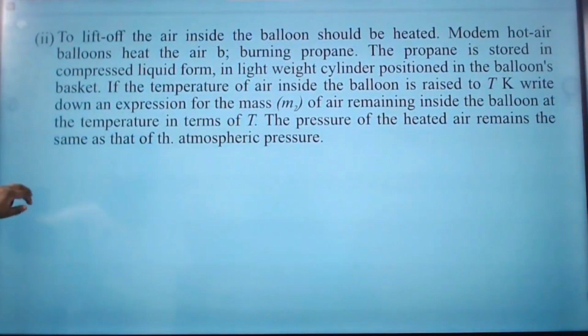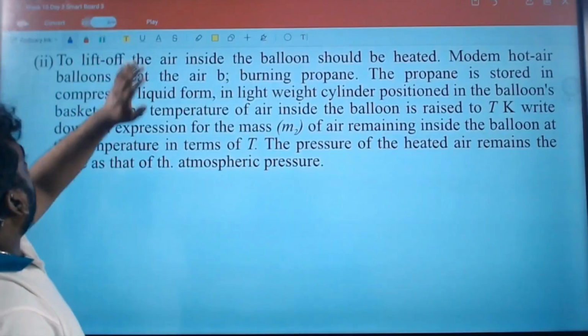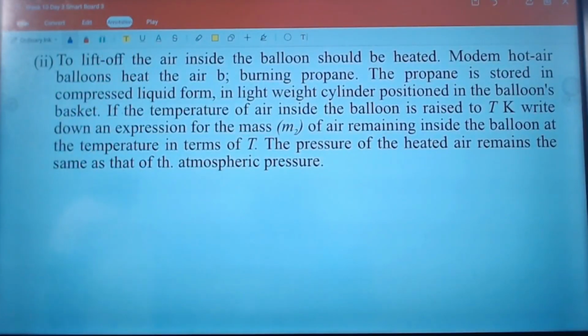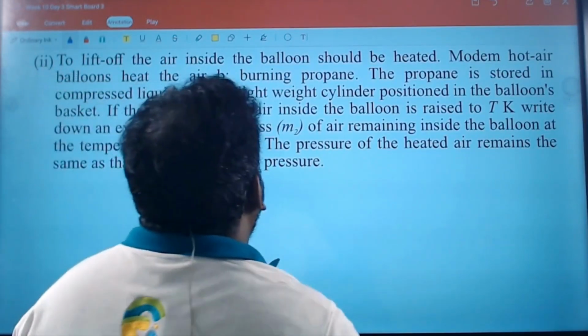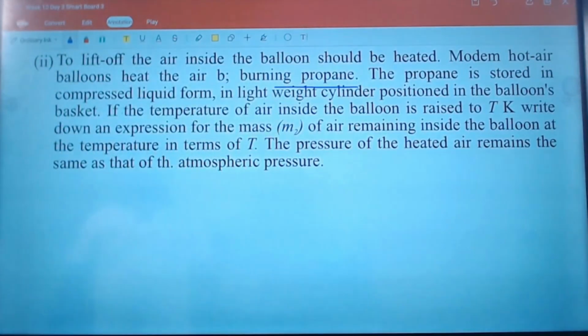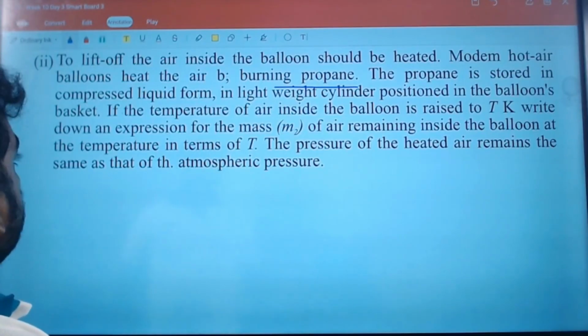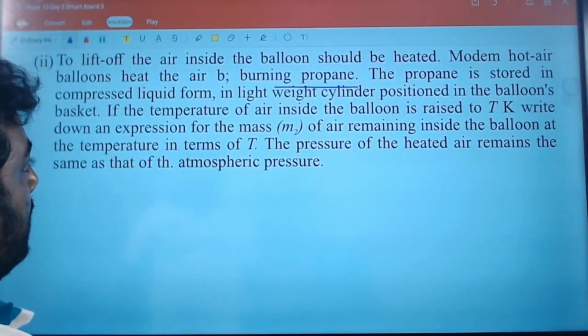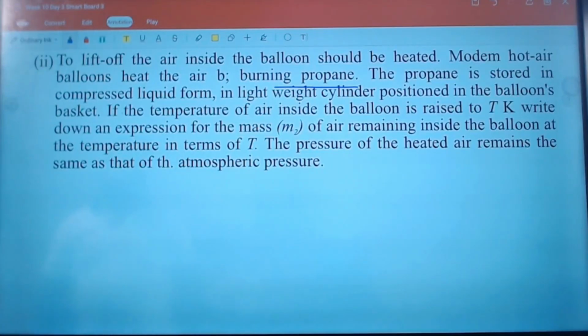Right. To lift off, the air inside the balloon should be heated. Modern hot air balloons heat the air by burning propane. The propane is stored in compressed liquid form in lightweight cylinders in the balloon. If the temperature of the air inside the balloon is raised to T Kelvin, write down an expression for mass M2 of air remaining inside the balloon at temperature T.